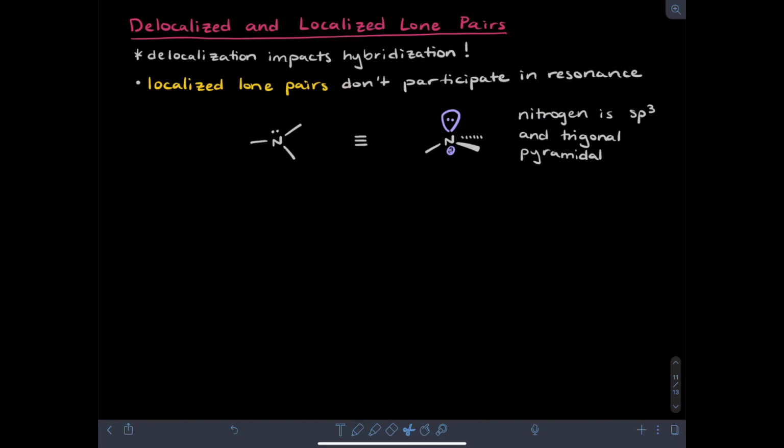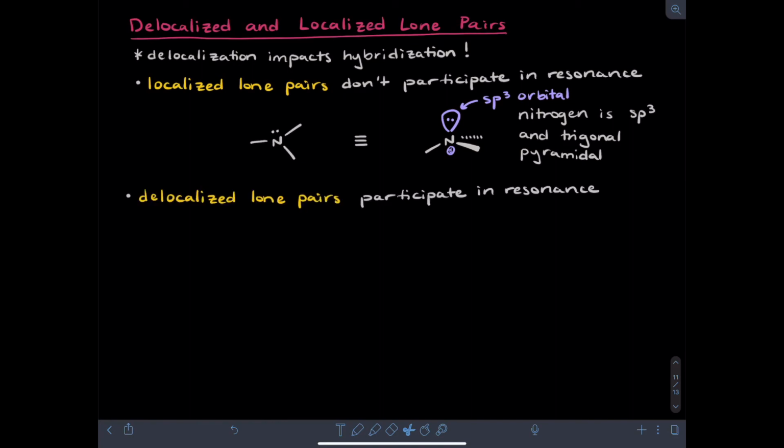Because of this, we follow our usual hybridization rules. The nitrogen has 4 electron groups around it, therefore it is sp3 hybridized. Here I've redrawn my molecule to emphasize its 3-dimensional shape, which is trigonal pyramidal. And because nitrogen is sp3 hybridized, the lone pair is in an sp3 hybrid orbital.